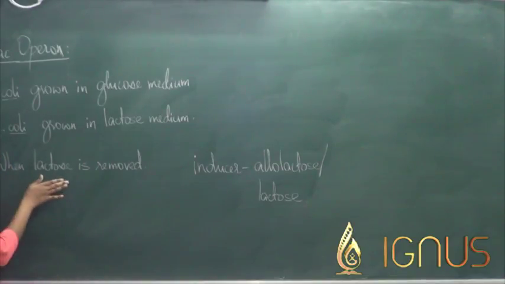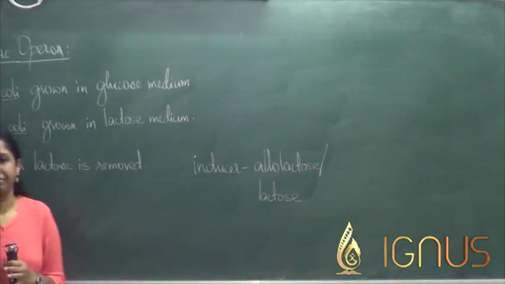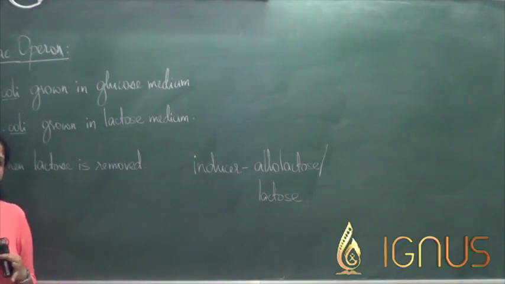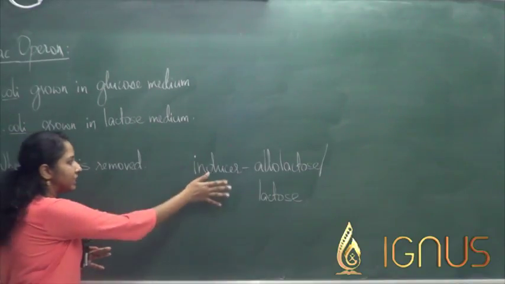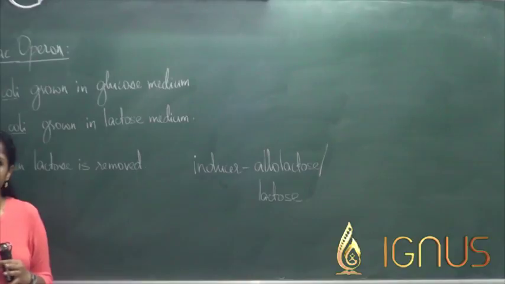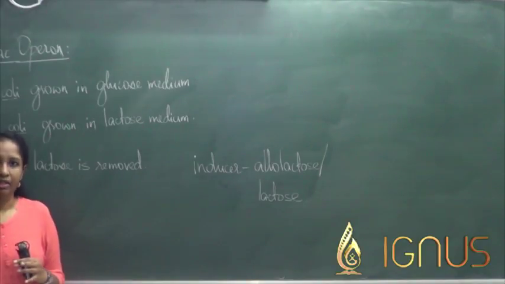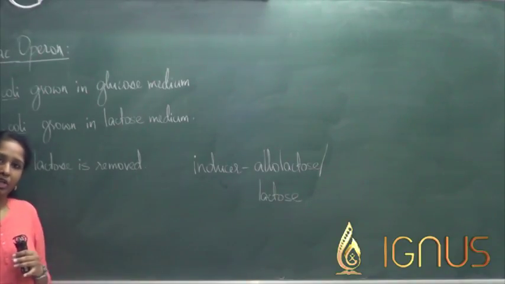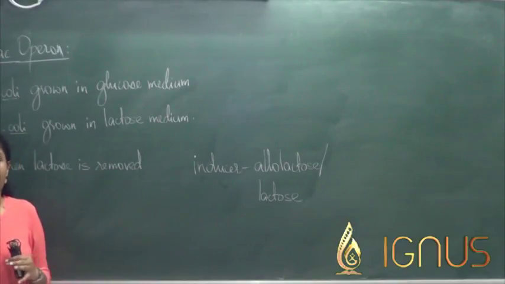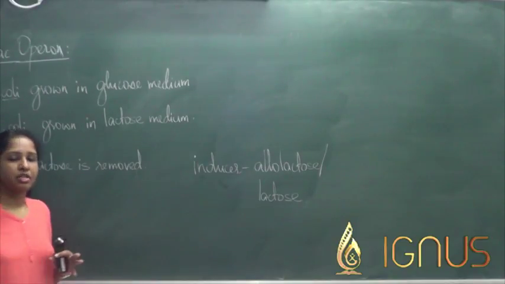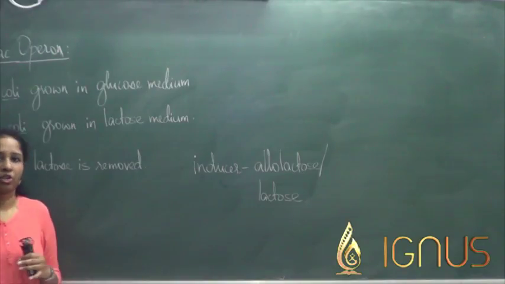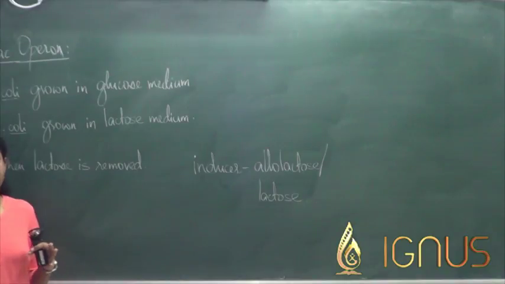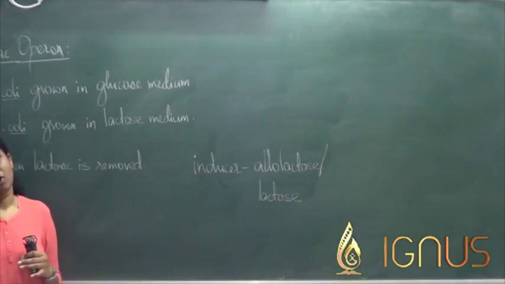Now what happens when lactose is removed from the medium? As soon as the lactose is removed from the medium, there is no more inducer. So this inducer molecule, which was the lactose, which was binding to the repressor and not allowing it to bind to the operator, is no more there. Because of this, the repressor is free to bind to the operator, and then the RNA polymerase cannot transcribe, so the lac operon is again not functioning, or what we call the lac operon being off.